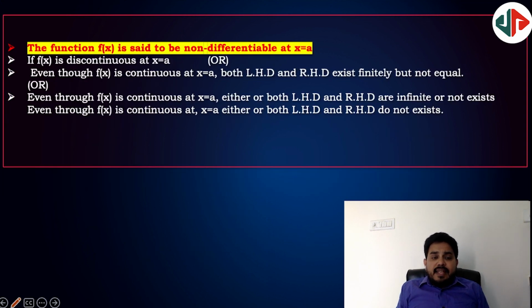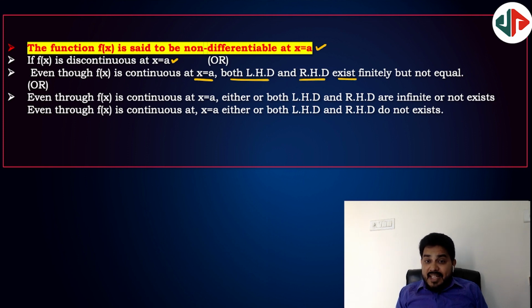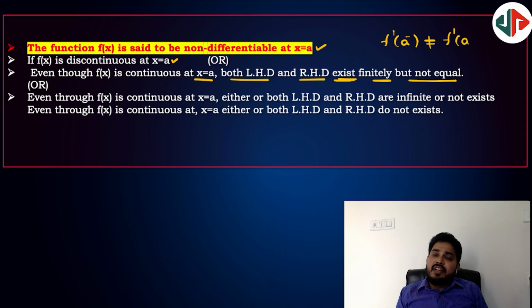So under which scenario do we call a function not differentiable? A function f of x is said to be non-differentiable at x is equal to a if it is discontinuous. Or even though f of x is continuous at x is equal to a, both the left and right derivatives exist finitely but are not equal, meaning f dash of a minus is not equal to f dash of a plus. Or, though the function is continuous, either or both of the left and right derivatives are infinite or do not exist.